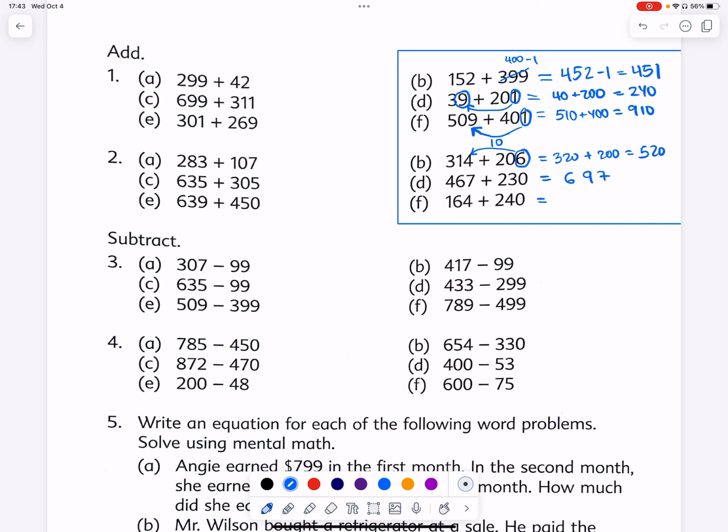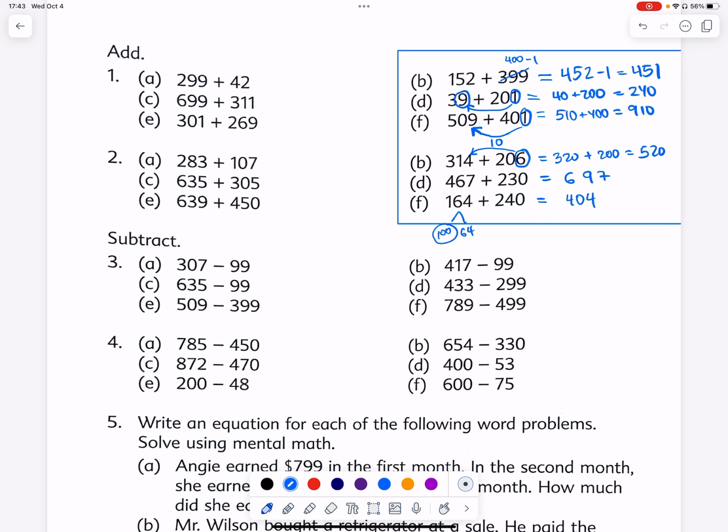Now, 164 plus 240. Let's think of 164 step by step. 240 plus 100, let's do this first, is 340, plus 64 more. 340 plus 64 is 404. That's another way of doing that.